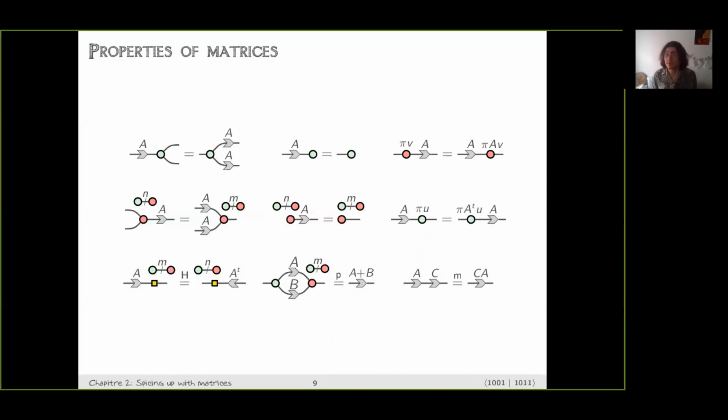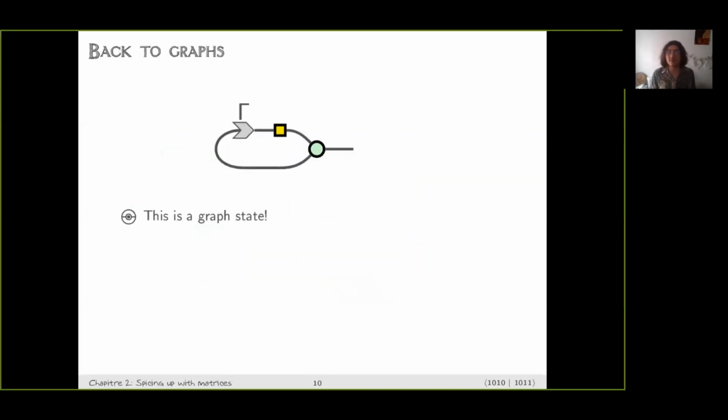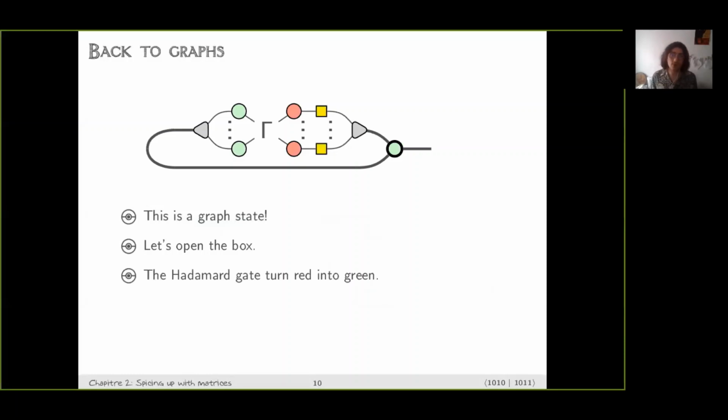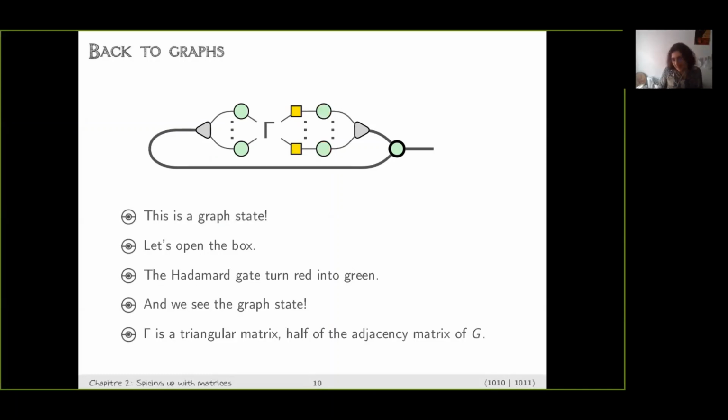Let's come back to graph states. This is a graph state. It might not be so obvious to see why, so we will just open the matrix arrow. So we see we open it. The Hadamard goes through the divider. Then it changes the color, so we go from red to green. And here, I think it's clear. We see this is a graph state.